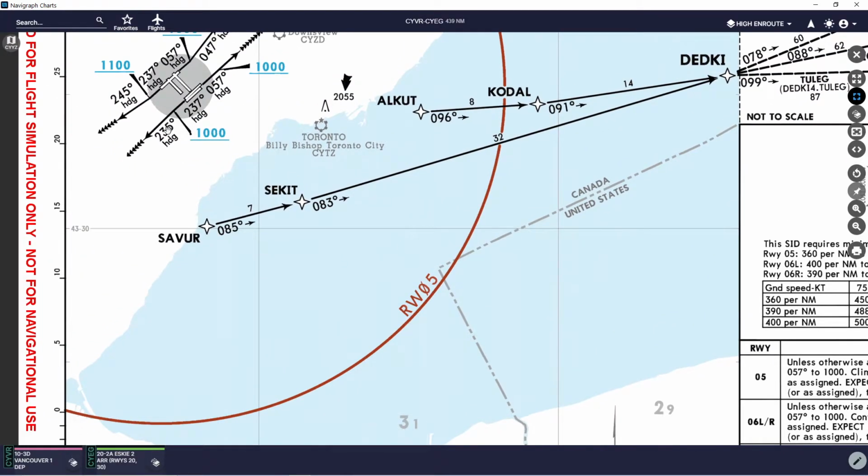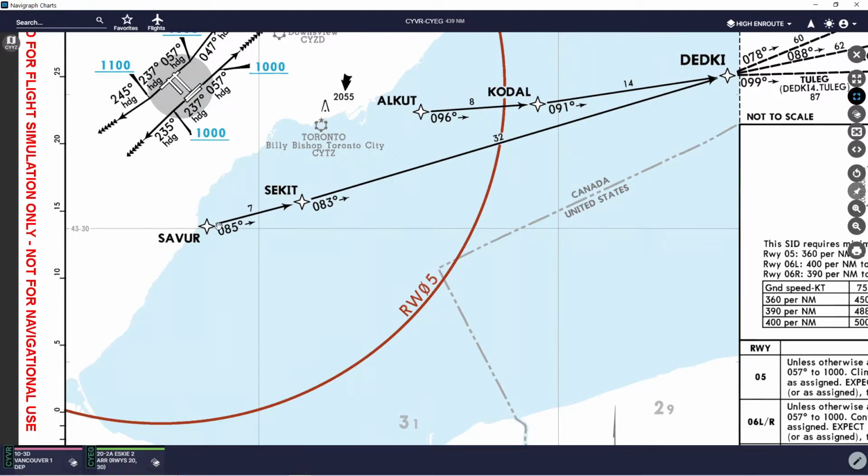So they could sit there and say, hey, proceed direct to Savior, but you're not cleared any higher. You're going to stop your climb at 5,000 feet and keep going to Savior there. But in most cases, they're going to clear you higher, then they're going to clear you laterally in that case. So you just have to pay close attention.